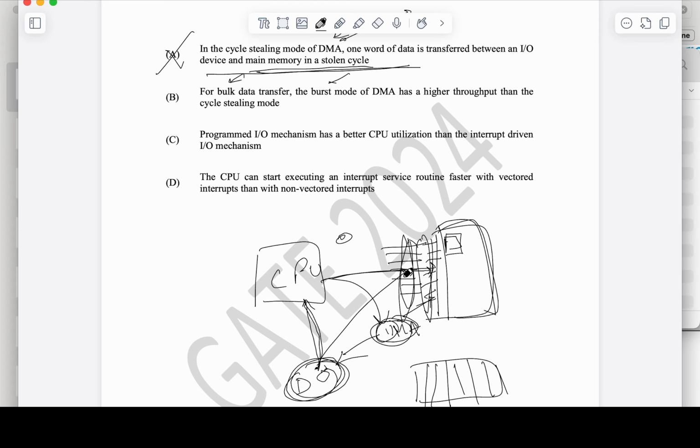So obviously if burst mode is being used, it would be faster, because there is no CPU taking back control and then working on that.